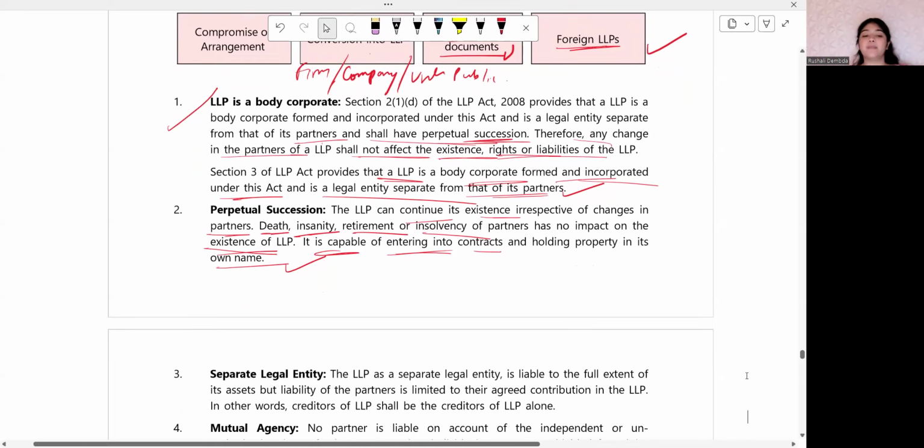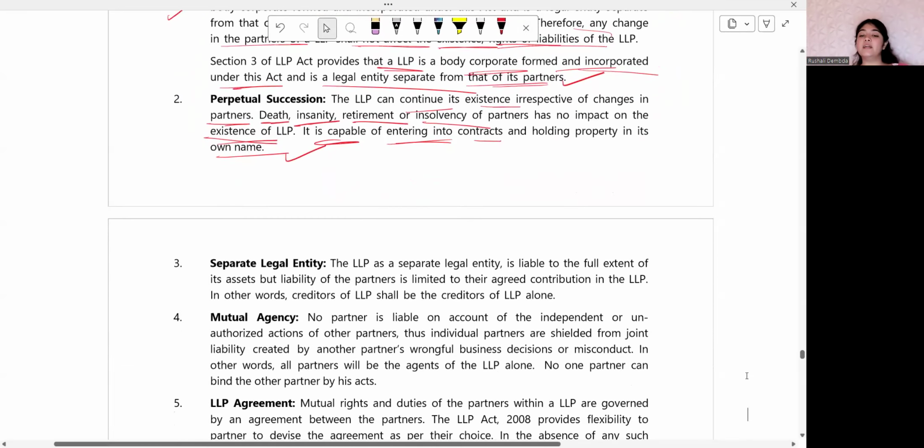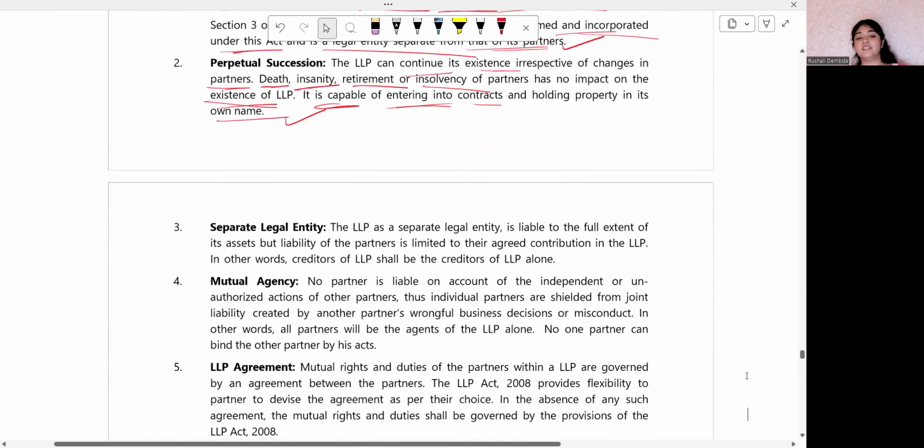Then we have your separate legal entity. LLP as a separate legal entity is liable to the full extent of its assets, but liability of the partners is limited. You can access all the assets of the entity, but liability of partners is limited to their agreed contribution. If they said all of them are going to contribute 1 CR, so maximum that they will pay to the company is 1 CR. More than that, they will not pay anything to the company.